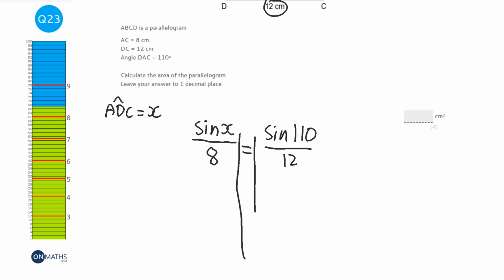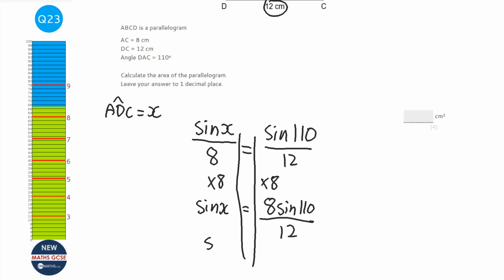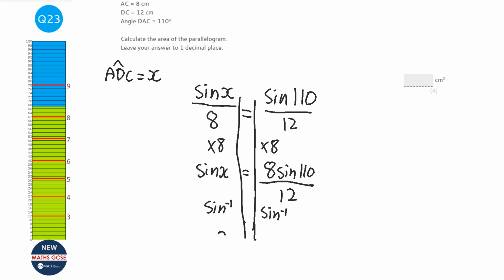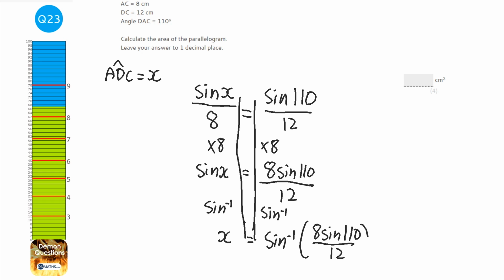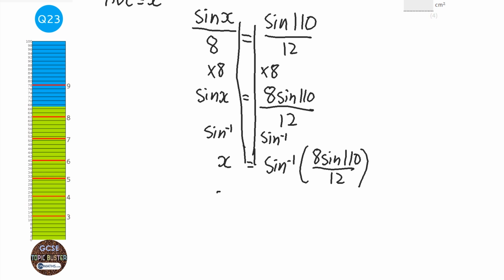So first thing I'm going to do is just times both sides by 8. So it's going to be sine x equals 8 sine 110 over 12. And then what I'm going to do is inverse sine both sides. So x is going to be the inverse sine of 8 sine 110 over 12. So let's get my calculator. So inverse sine, fraction button, 8 sine 110, close the brackets, over 12, and then come out of the fraction, close the brackets.